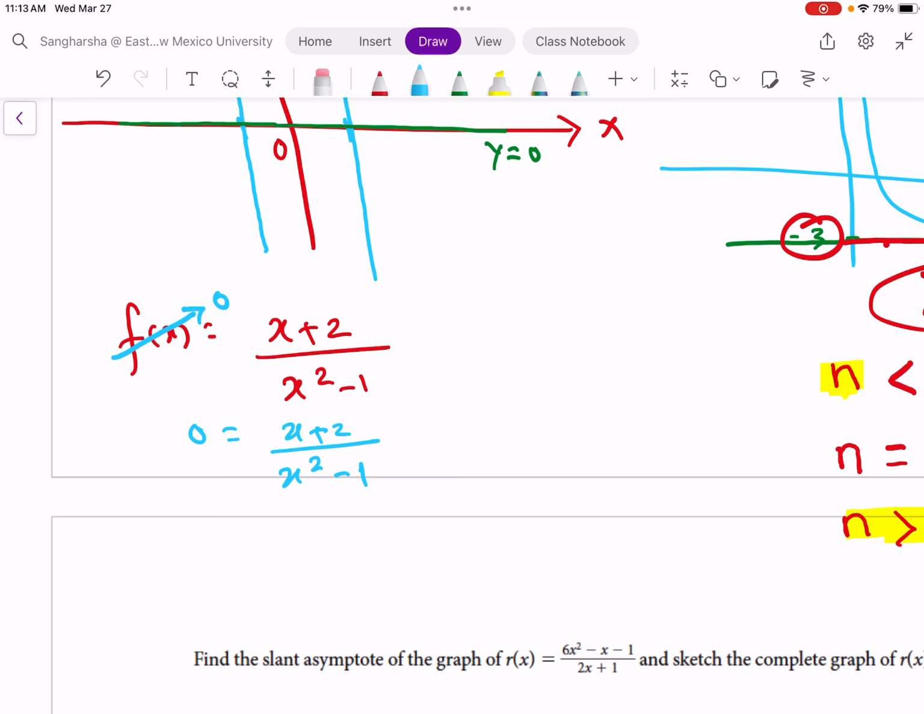So we multiply both sides by the denominator. Our denominator is x squared minus 1, so let's multiply both sides by x squared minus 1. This cancels. So 0 times x squared minus 1 is 0, which equals x plus 2. So we subtract 2 on both sides and we have negative 2 equals x.